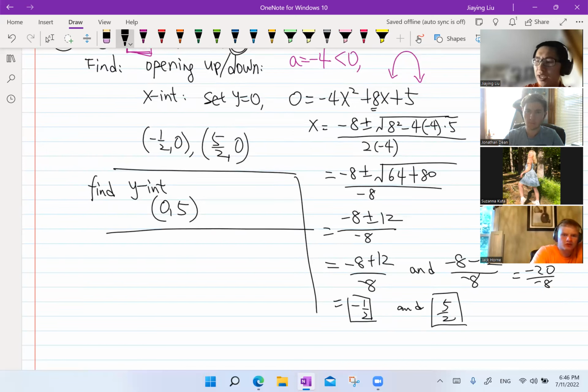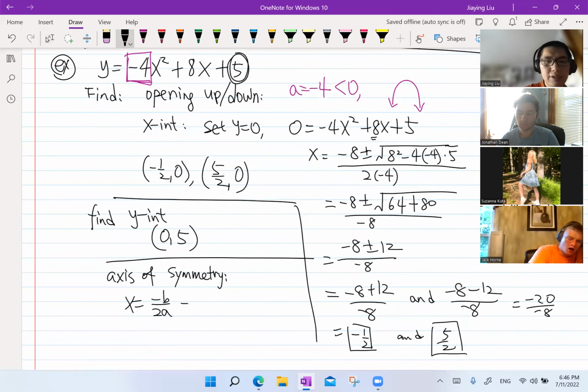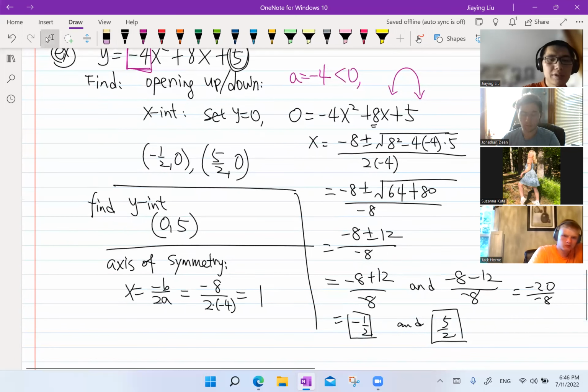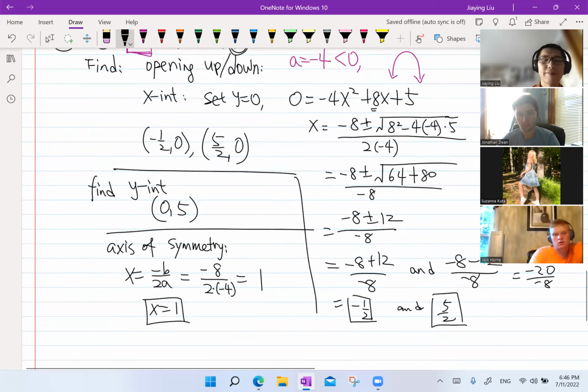And then the next thing we're going to find is the axis of symmetry, because eventually we're going to find the vertex. The axis of symmetry is going to be x equals negative b over 2a. And we know the b value, which is 8. So that's negative 8 over 2 times negative 4, which is 2a. So we get negative 8 over negative 8 equals 1. So we have the axis of symmetry, which is x equals 1. It's a vertical line. It's not one x value. It's actually every point on that dotted line.